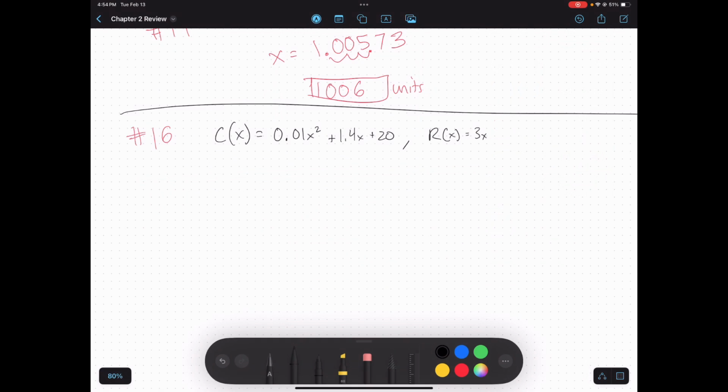Okay, so now I want to talk about number 16. 16 is a great example of differential, so that's why I wanted to talk about this one. Part A is simple enough. Part A is just asking for the profit equation, which of course is just cost minus revenue.